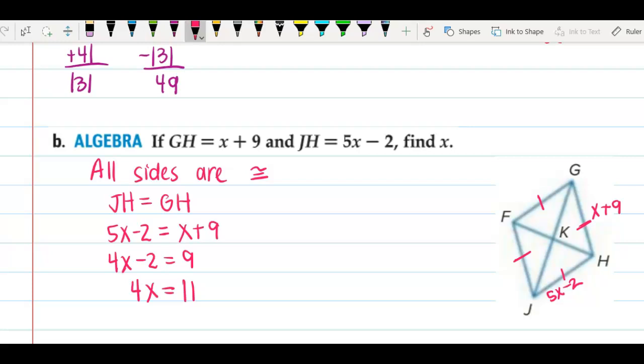This seems weird. 11 divided by 4 is 2.75. Okay, I'll give you a second to catch up. Sorry, I'm just making sure that looks really weird. Oh, that's right. So our answer is 2.75. We just had to find x.